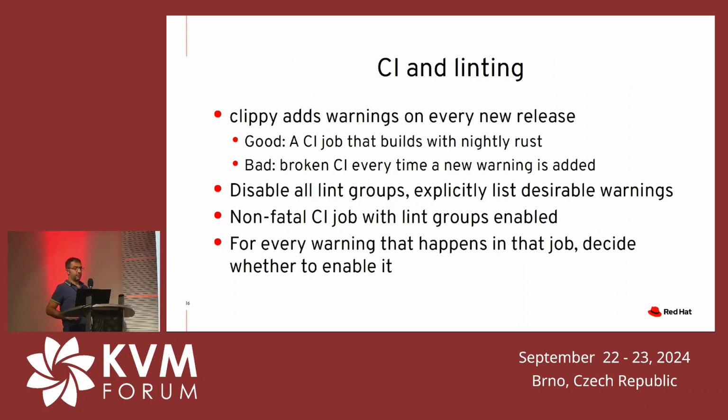Another small issue with cargo is Clippy is adding new warnings on every new release, and we want to have a CI job that builds with nightly Rust, but we don't want it to break every time a new warning is added. So one idea is that we disable all the lint groups, we explicitly list what we want, and when this non-fatal job that has all the groups enabled shows an issue, we can decide whether to enable it or whether it was a one-off. That's not a big problem.